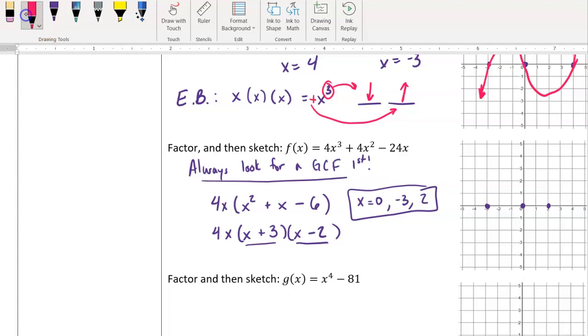All right, now we need to figure out, well, what's my end behavior? So my end behavior, it's in standard form originally, 4x cubed. So remember, we're going to have a right and left side of the graph. So again, it's positive, so the right side is going to go up. It's a cubic, so the left side is going to go in the opposite direction. So the right side is going to go up, the left side is going to go down.